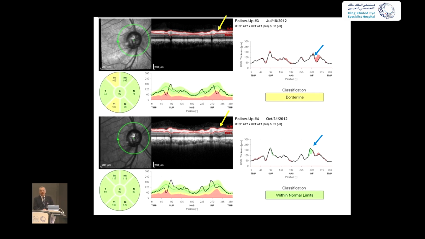The reason is, the answer is here. It's a disc hemorrhage. Disc hemorrhages occur in the nerve fiber layer. So therefore, whenever a disc hemorrhage occurs, the nerve fiber layer thickens. And therefore, it looks as if the patient regrew their nerve fiber layer.